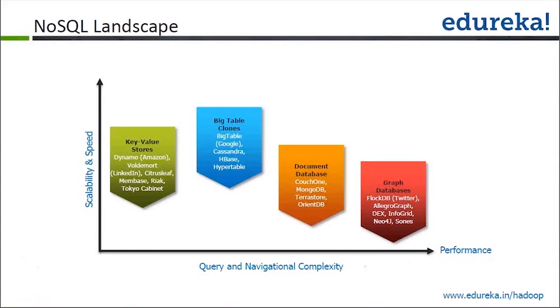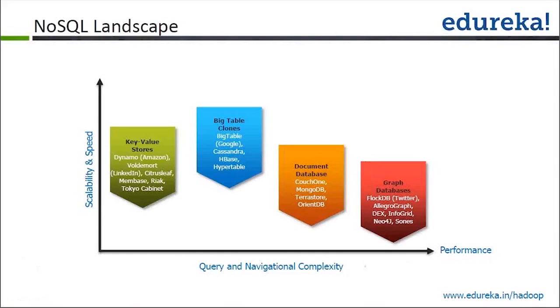But based on their characteristics, they are basically categorized in these 4 categories which you see on your screen. So one is called key value store. You're going to understand what's there. Then you have the Bigtable clone, so basically the kind of database designs which are influenced by the Google Bigtable paper. All those kinds of things are called Bigtable clones.